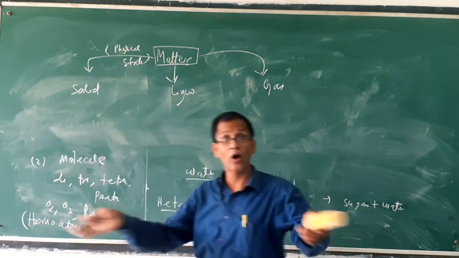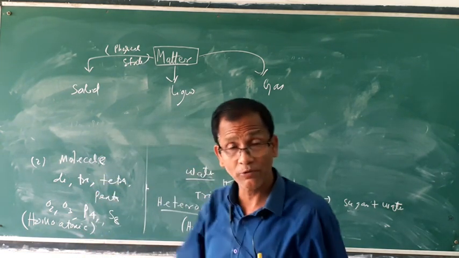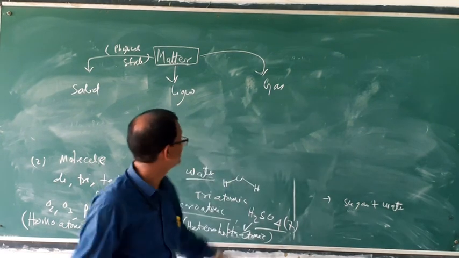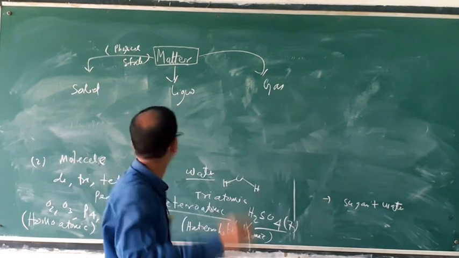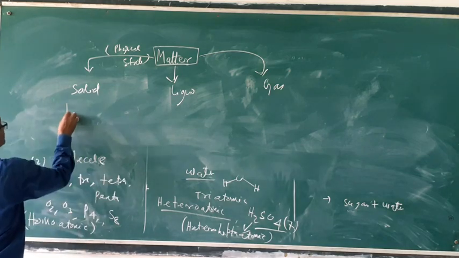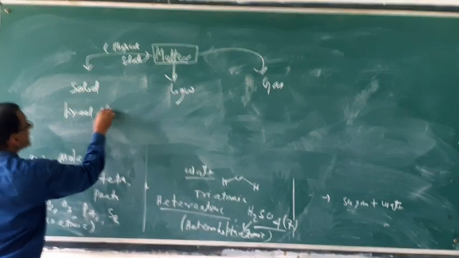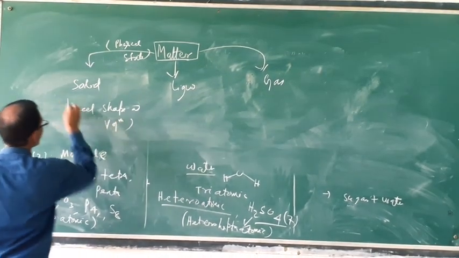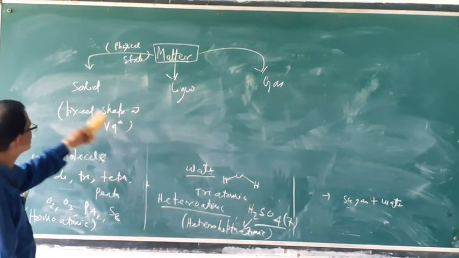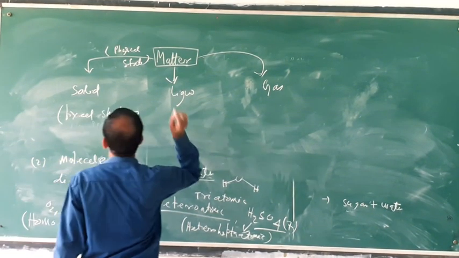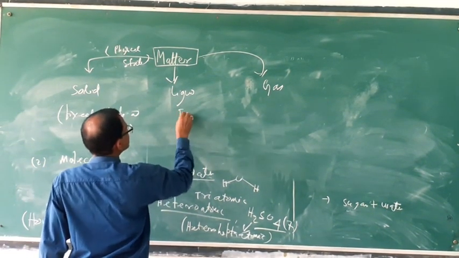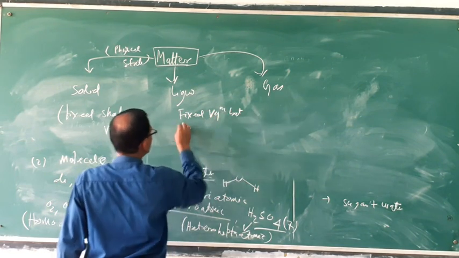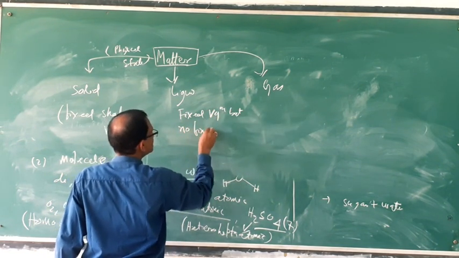Solid means very strong intermolecular attraction. Already you have read this in junior classes. Liquid, low intermolecular attraction. Gas, very free. Solid has fixed shape and volume. Very important point: fixed shape and volume. Liquid has fixed volume, but no fixed shape.